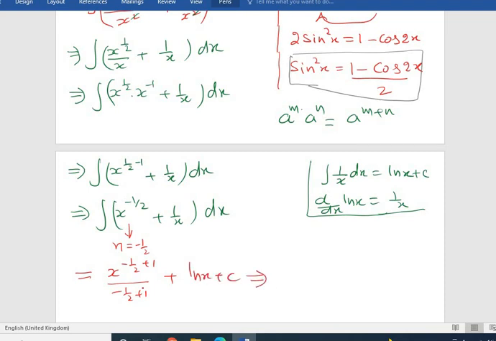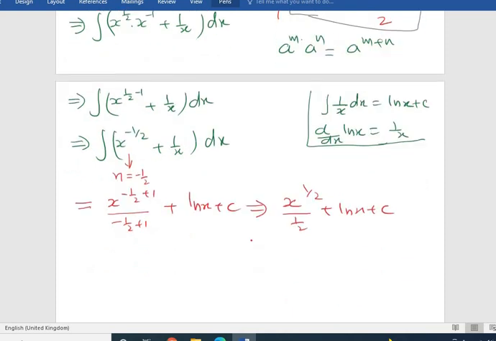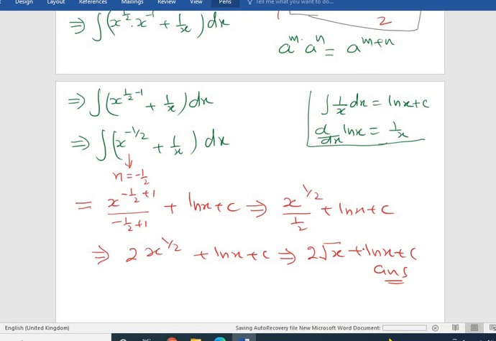Now just simplify and write another step. It becomes x to the power minus half plus 1, which is half, divided by half, plus ln of x plus c. Because this is divided by 2, in simplified form the 2 comes up: 2 x to the power half plus ln of x plus c, or 2 root of x plus ln of x plus c. This is the answer of that question. Hopefully you understand.